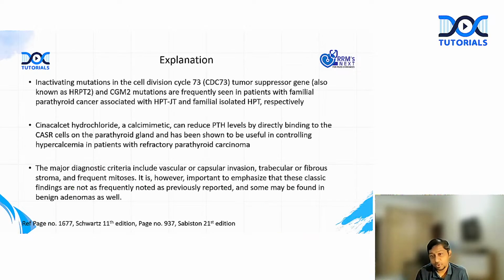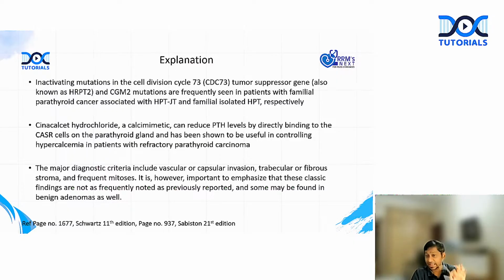So the most common mutation involves CDC73, cell division cycle 73. It's also known as the HRPT2 gene mutation. And we also have the GCM2 mutation. Now, GCM2 mutation is more commonly associated with familial isolated hyperparathyroidism, whereas CDC73 or HRPT2 mutations are more commonly associated with hyperparathyroidism-jaw tumor syndrome. So these are two syndromes you need to know which are commonly associated with parathyroid cancer. Another syndrome that is associated, of course, is MEN1 syndrome, which is also associated with parathyroid cancer. So that's another thing that you need to remember.